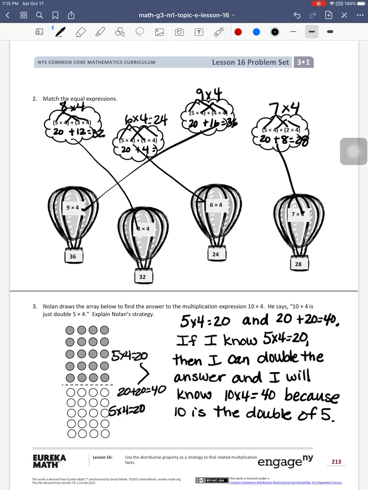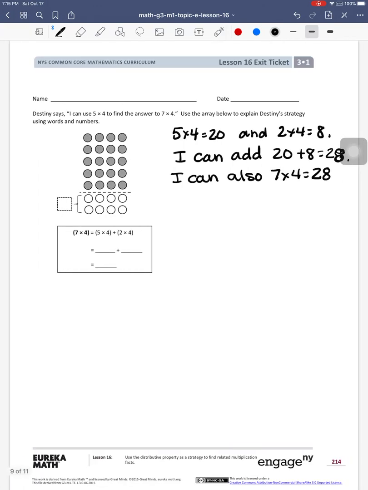Once you've completed your exit ticket, I want you to press play and you can check your work. All right, Destiny says, I can use 5 times 4 to answer 7 times 4. Use the array below to explain Destiny's strategy. So up here we have 5 times 4, and that equals 20. And down here we have 2 times 4.